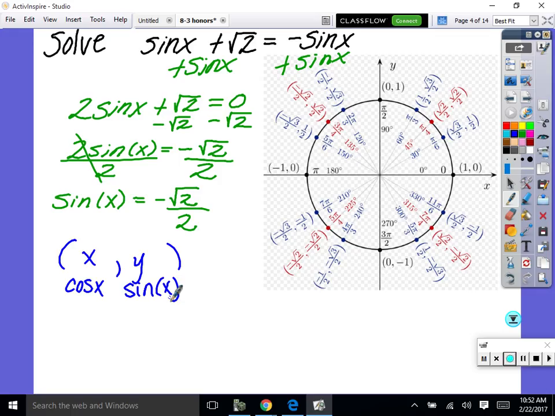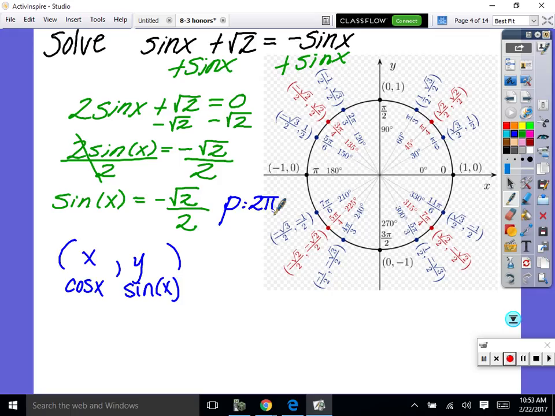So when is our sine value negative root 2 over 2? Sine is y. Let's look at our unit circle. Now sine has a period. This is one thing you have to remember. Sine has a period of 2 pi. So we've got to give all of the solutions on the interval of 2 pi. So there might be more than one solution. Does that make sense? So let's look here.